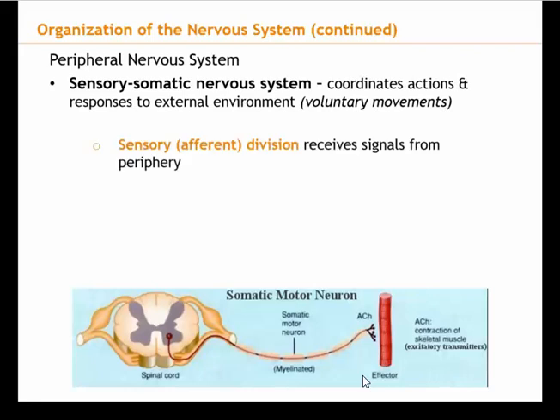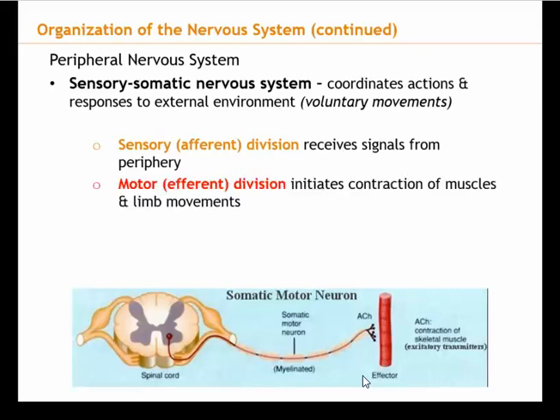So we have our sensory, our afferent division, receives signals from the periphery. This relays information about sensations from the body to the central nervous system. Again, we already talked about this with synaptic transmission. Next is the motor, or the efferent. This is responsible for sending out commands from the central nervous system to the body, which allows for muscle contraction.